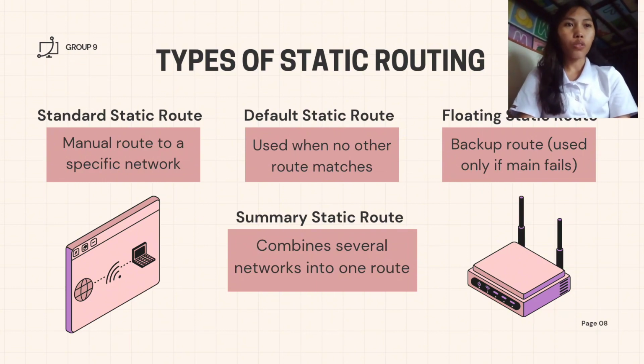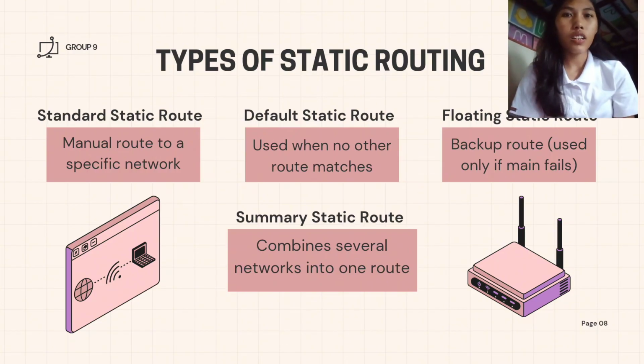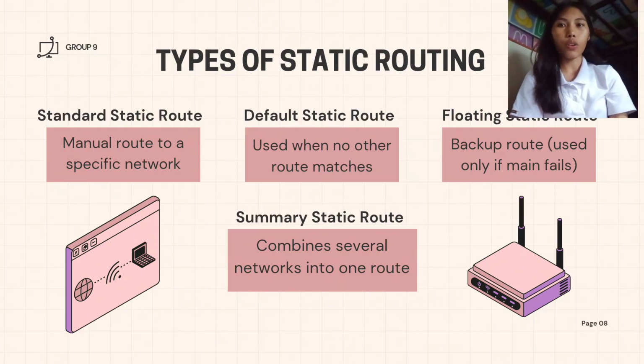It's like saying, if you don't know where to go, follow this path. The next one is the floating static route. This is a backup route. It is only used when the main route fails. Think of it like a spare tire. It's not used unless the regular one stops working. The last one is the summary static route. This type combines multiple networks into one route. Instead of creating many individual routes, you group them together to make the routing table shorter and easier to manage.